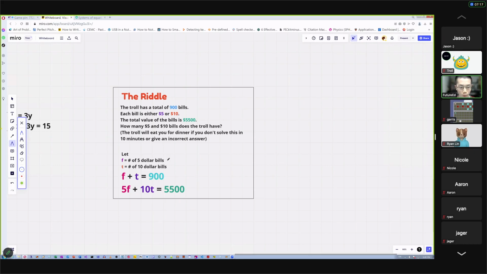Okay, so we're doing substitution for this, and when we're talking about substitution, we usually want to get something that only has one variable. Okay, and just as a matter of choice, can someone type either F or T in the chat?